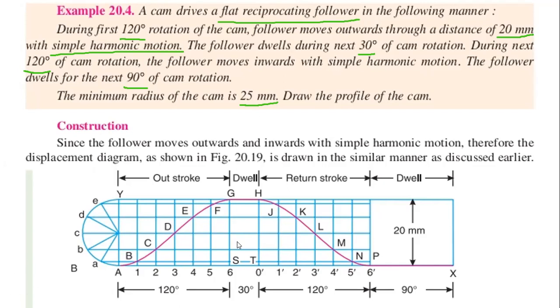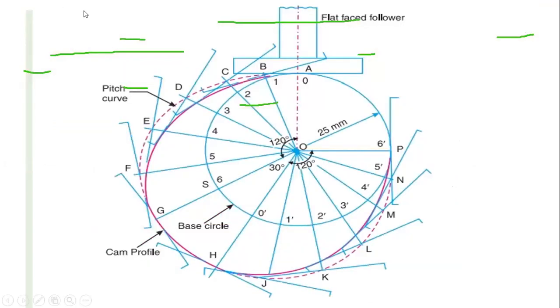So this is the displacement diagram that we have to draw. And next we move to the profile of the cam. So next we have to draw the profile of the cam. For drawing the profile of the cam, first we have to draw a circle which is the diameter of the cam, that is 50 mm. It is given as 25 mm radius, and we are taking it as 50 mm diameter.